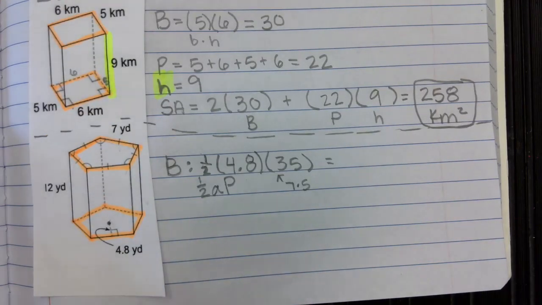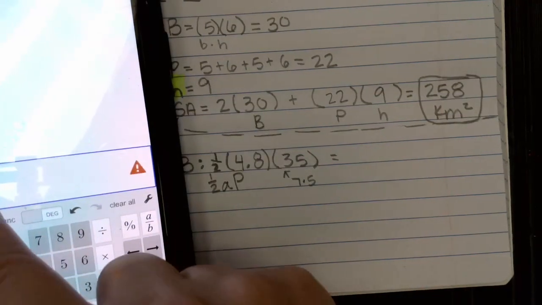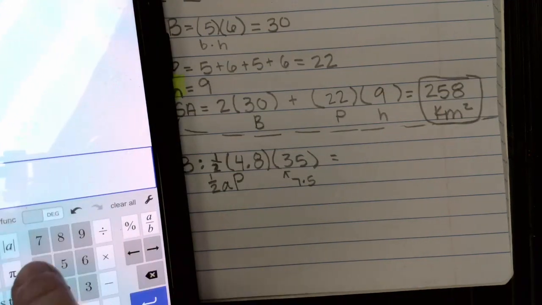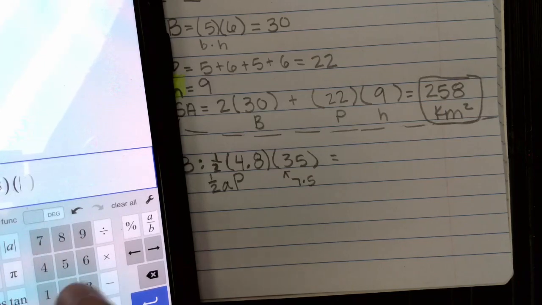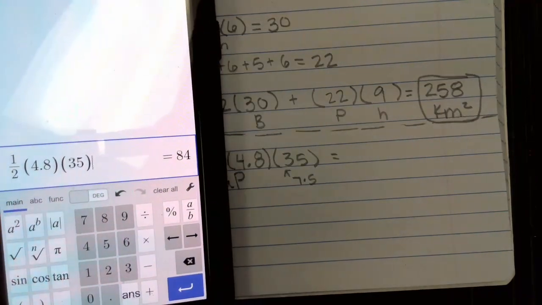Okay, again, I'm going to use my Desmos calculator. 1/2 times 4.8 times 35. And we get 84.